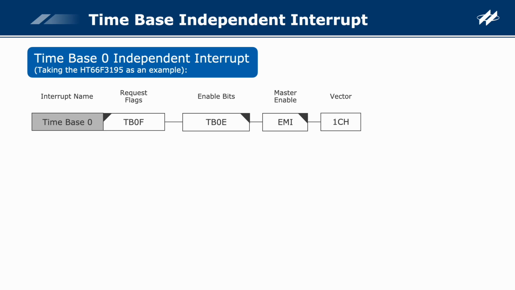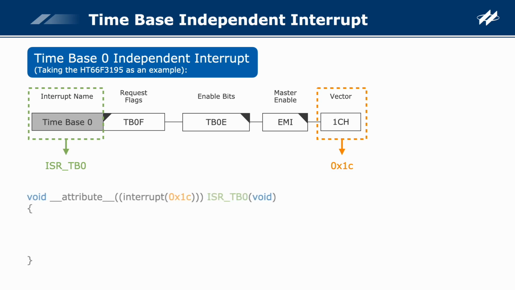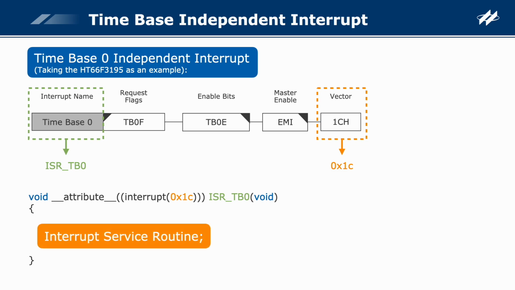Now let's take a look at a time base 0 independent interrupt example. First, define an interrupt service routine name. Then, use the lookup table to obtain the interrupt address. An independent interrupt corresponds to a unique interrupt event. The interrupt event can be handled once the interrupt is entered.